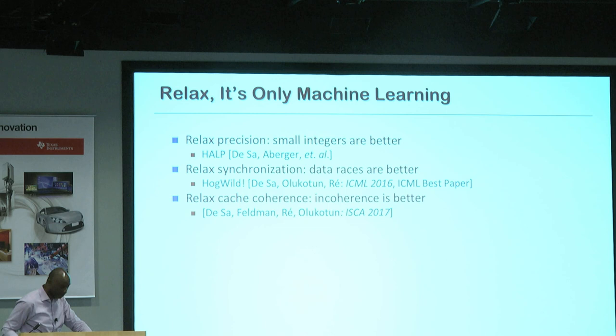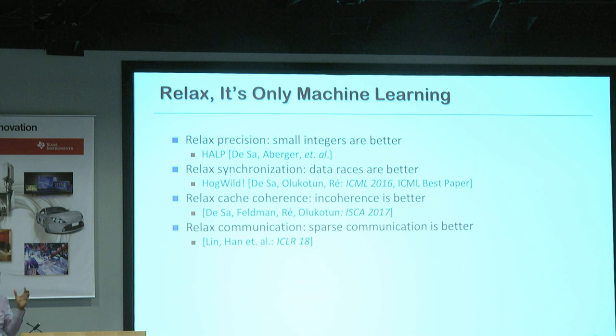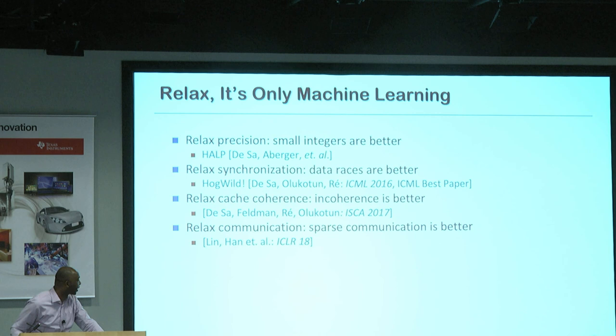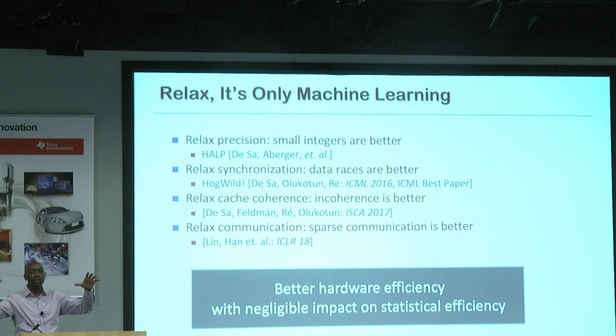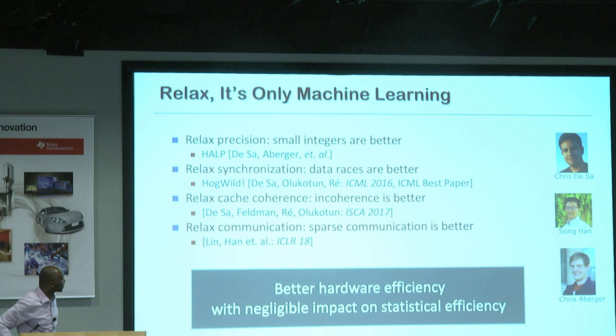You can reduce communication. You don't have to communicate the gradients all the time. You can batch them together. You can compensate for the fact that you are sending fewer gradients. So sparse communication is better. And so the whole idea is, much better hardware efficiency for almost no degradation in statistical efficiency. And here are a bunch of recent PhD graduates that have done some of this work.